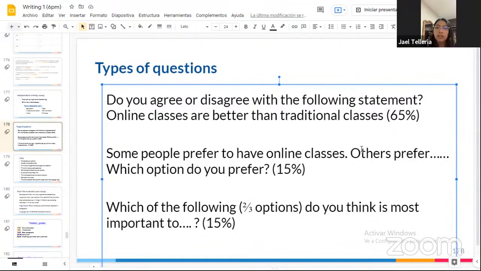Okay, and the templates that you mentioned, are they going to be included in this class, or do we search for them on our own? No, I will be giving you guys a template so that you can use. Thank you. Okay.